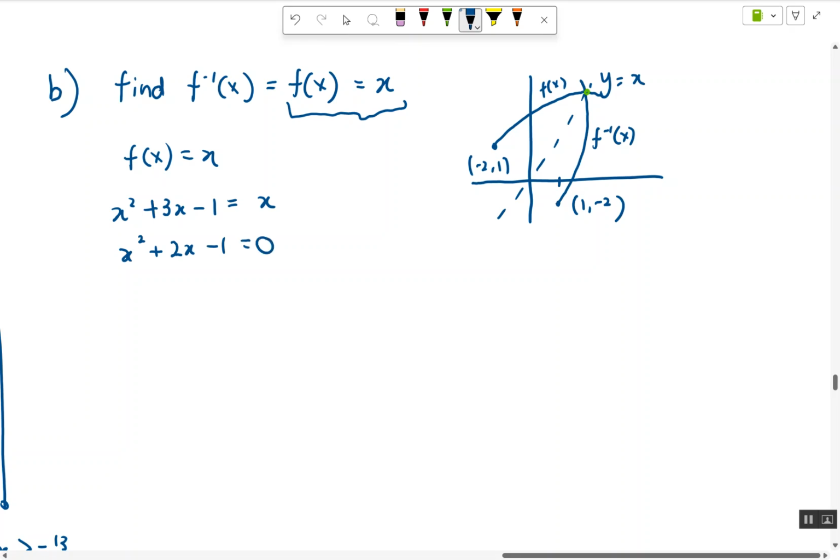Can you read the question? They will ask for exact, right? Exact means what? Third form. 100% third form. To do this in third form, what do we do? The easiest one is the quadratic formula: minus b plus minus square root b squared minus 4ac over 2a.